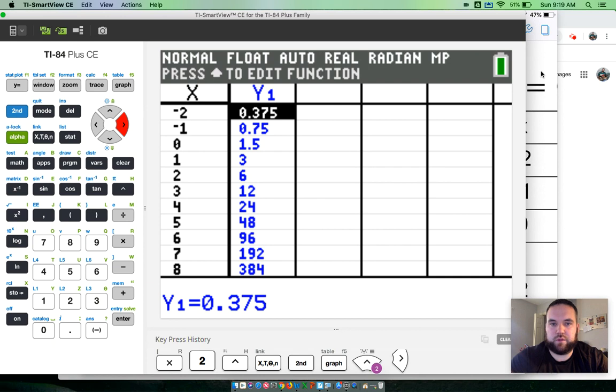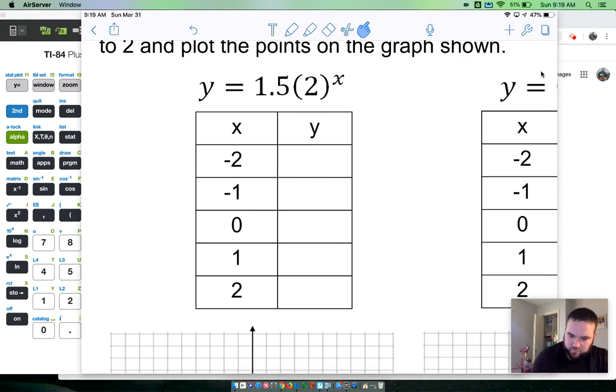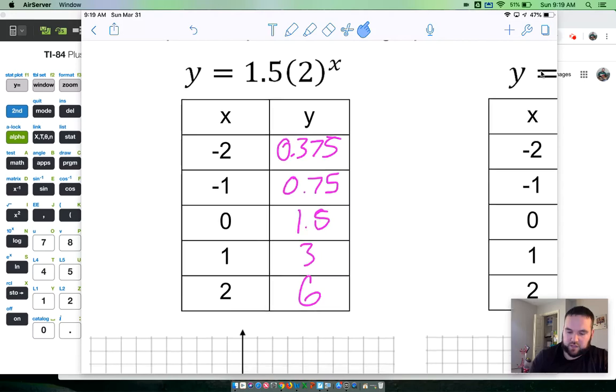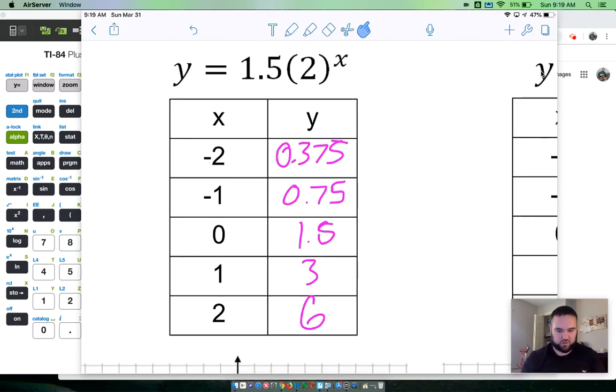So it was 0.375, 0.375, 0.75, 1.5, 3, and 6. Okay, and just to allude to this in a little bit, the 1.5 will show up in your table. You will see 1.5 in there somewhere.